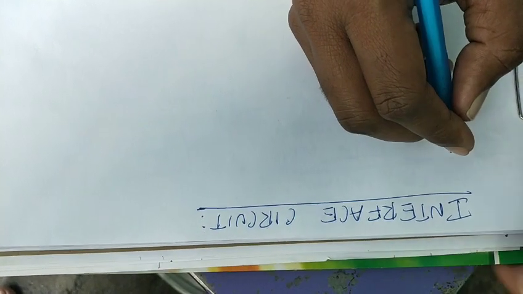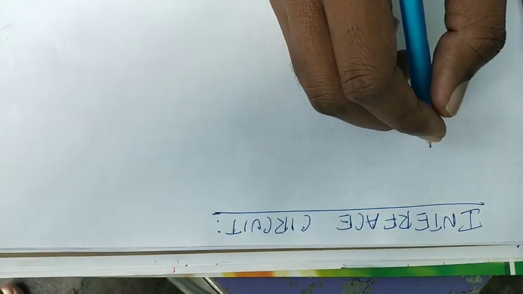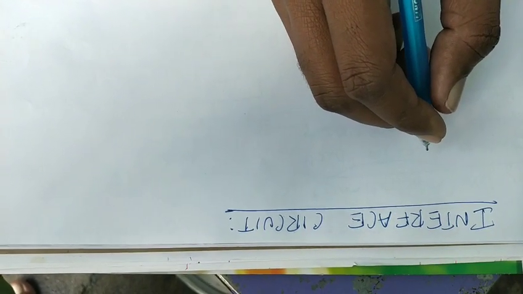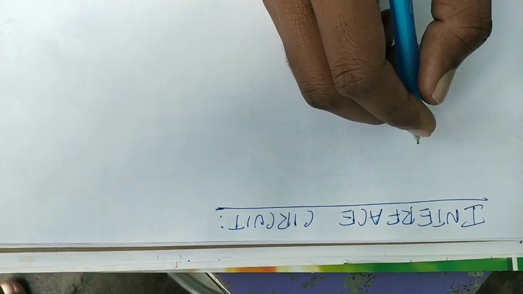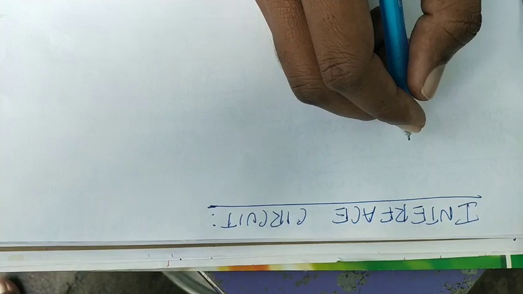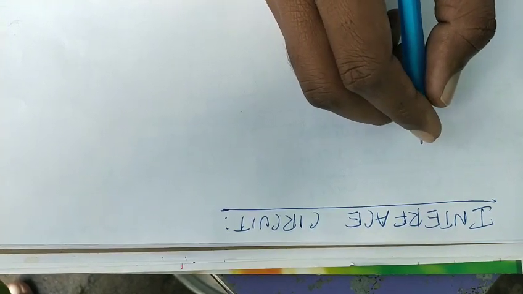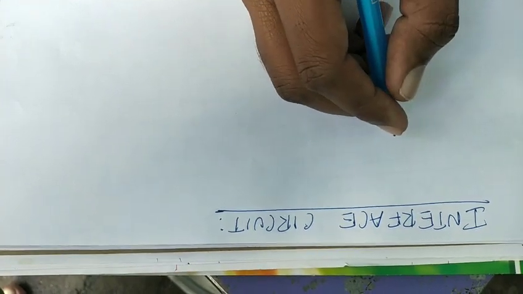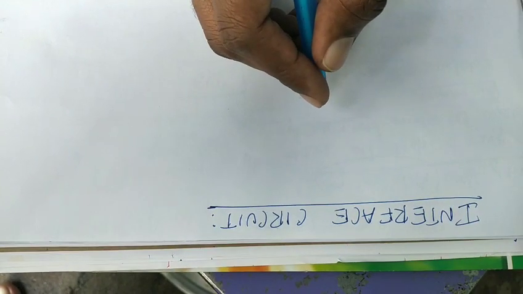So the topic of today's talk is interface circuit. Here, the topics we are going to cover are: what is an interface circuit, what is the use of an interface circuit, exactly where it is located in the computer system, and finally we are going to see an example of how a keyboard is interfaced with the processor. So these are the things we intend to cover under interface circuit.